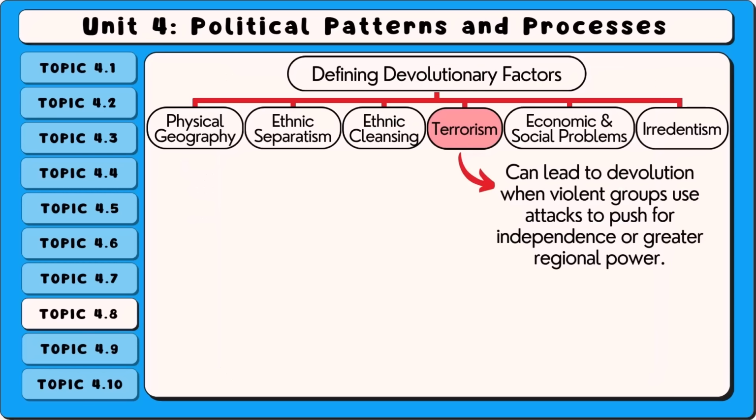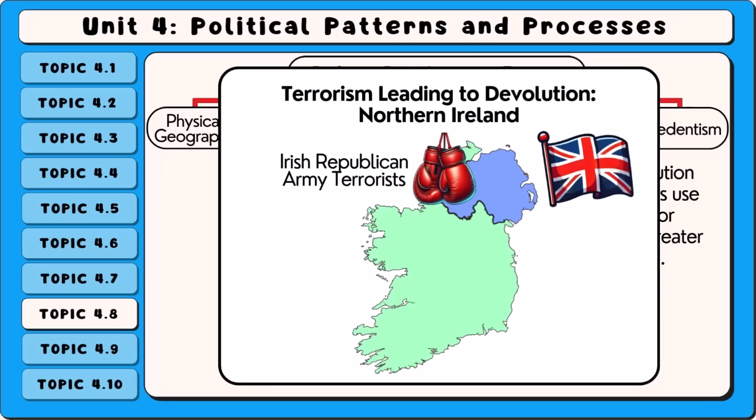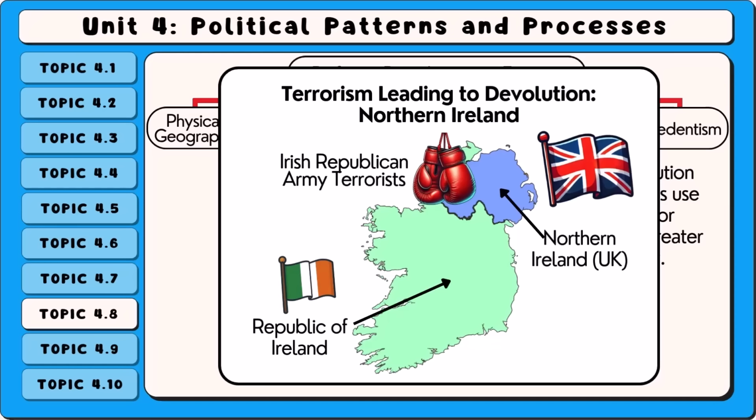Terrorism can lead to devolution when violent groups use attacks to push for independence or greater regional power. These groups often claim to represent a specific ethnic or religious population. In the United Kingdom, the Irish Republican Army used terrorism for decades in an effort to unite Northern Ireland with the Republic of Ireland. While peace agreements have reduced violence, the long conflict showed how terrorism can destabilize countries and push governments to give regions more autonomy to reduce tensions.